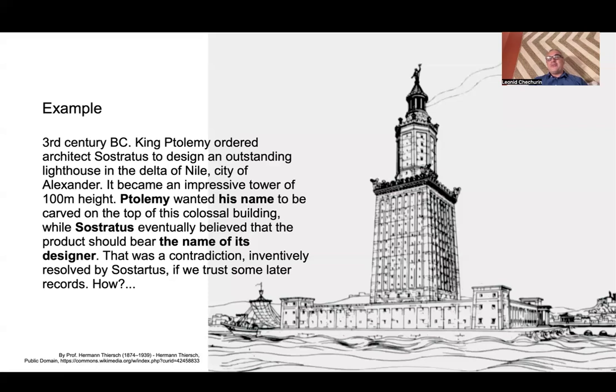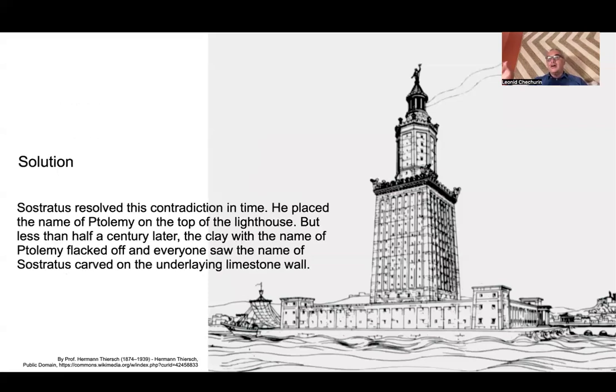So Sostratus came up with a beautiful idea. He decided to carve his name on the top of this beautiful, colossal lighthouse. He carved in stone, built by Sostratus for people. And then he put clay on top of it, and on the clay he wrote, built by Ptolemy. So when Ptolemy came to enjoy the building, he said, yeah, good job, because it was his name. But after maybe 50 years, the clay flaked off, and everyone saw that it was built by Sostratus for the people. But by then Ptolemy was dead, and eventually Sostratus was dead. But the message that Sostratus wanted to send was sent.